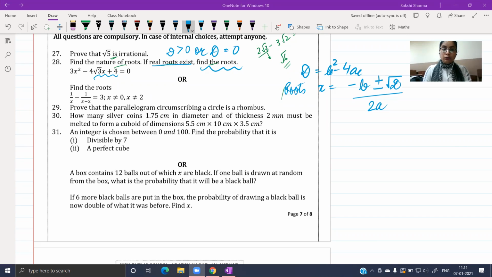Question number 29: prove that the parallelogram circumscribing a circle is a rhombus. This is from chapter number 10. ये question करने के लिए आपको सबसे पहले ये prove करना पड़ता है that the sum of the opposite sides is equal to the pair of opposite sides. Their sum is same. If you can recall, आपने एक question किया हुआ है.